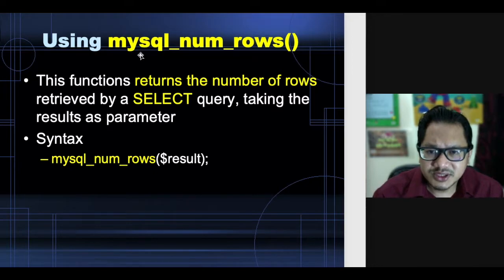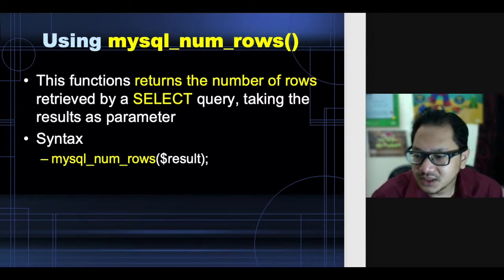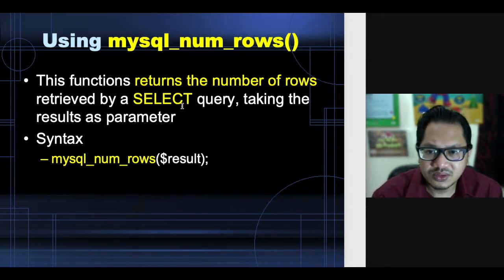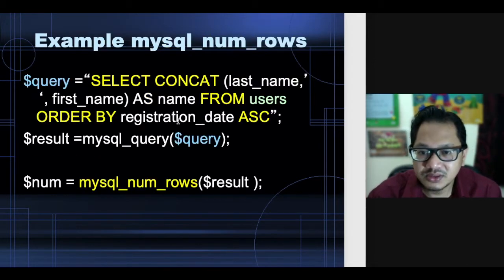Using MySQL num rows. This function returns the number of rows retrieved by a select query, taking the result as a parameter. Syntax: MySQL num rows result. It returns the number of rows. Example: the number of rows retrieved by the select query. It returns how many rows.